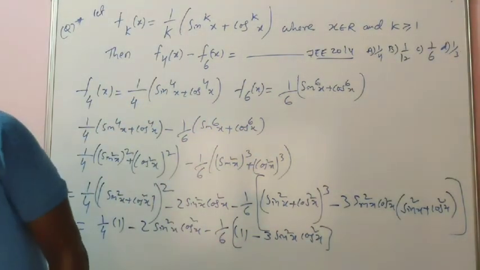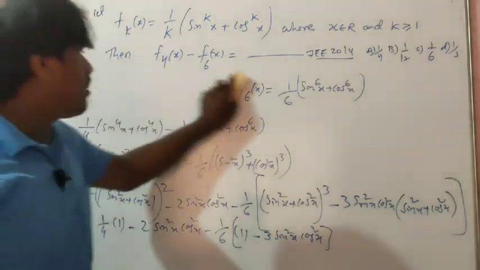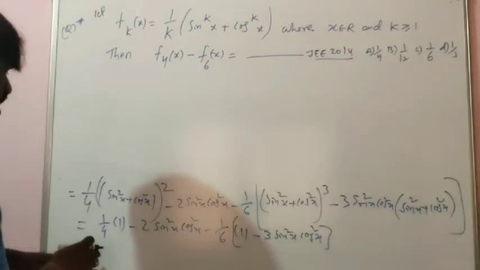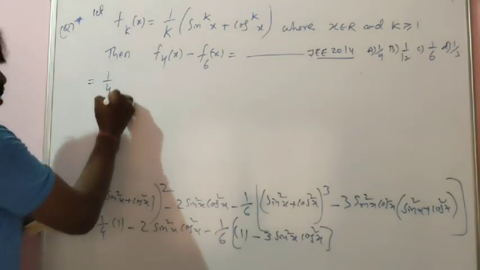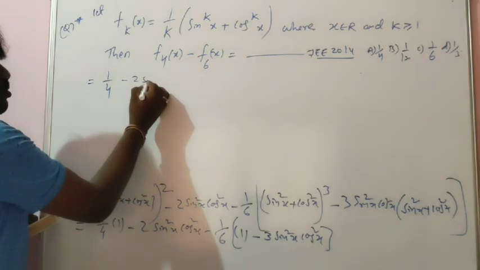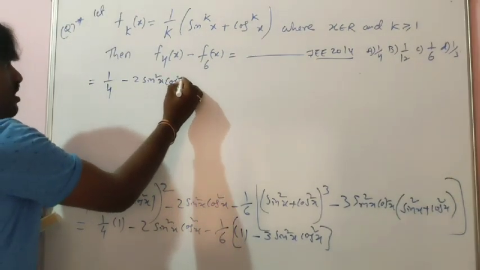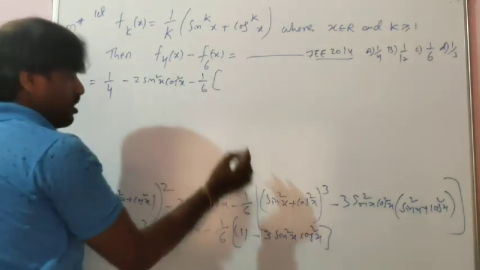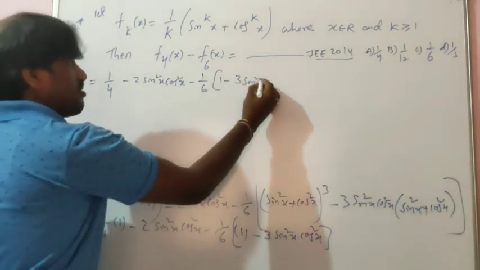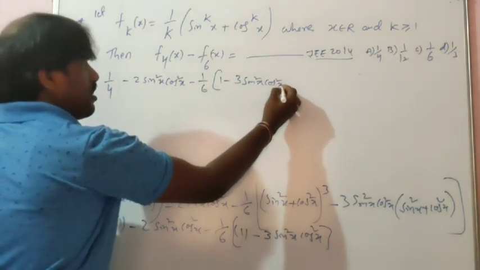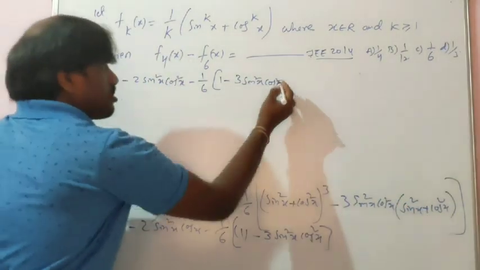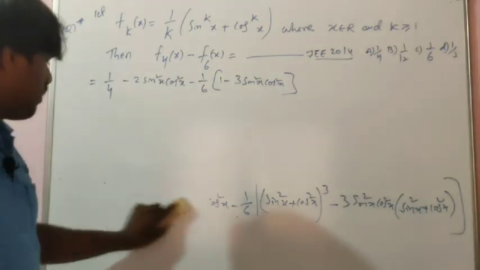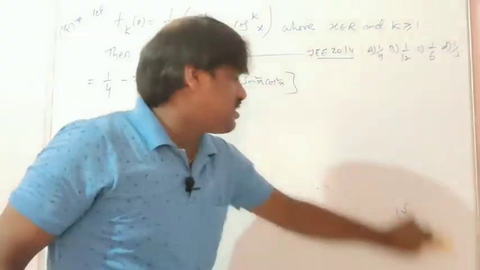So we can simplify more. Now I can simplify here more, so we get the final answer. Here I am getting 1 by 4, minus 2 sine square x cos square x, minus 1 by 6 under bracket, 1 minus 3 sine square x and cos square x, because sine square x plus cos square x is 1. So I just wrote the step again here on the top. Let us simplify here and see what the right answer is.